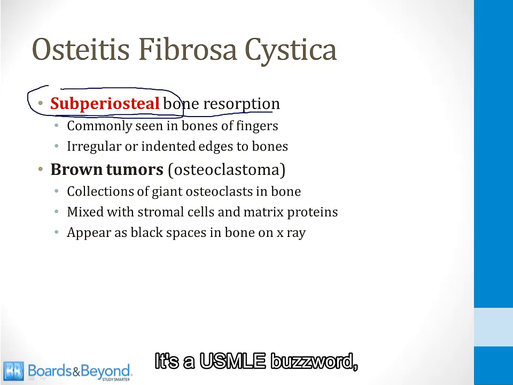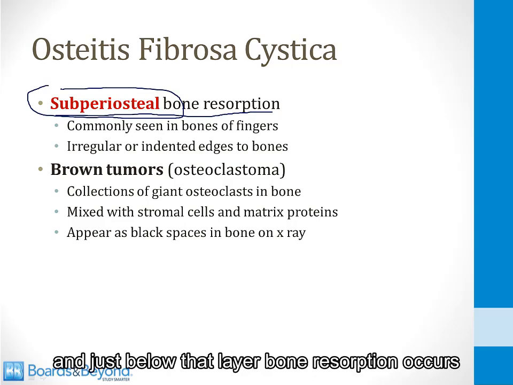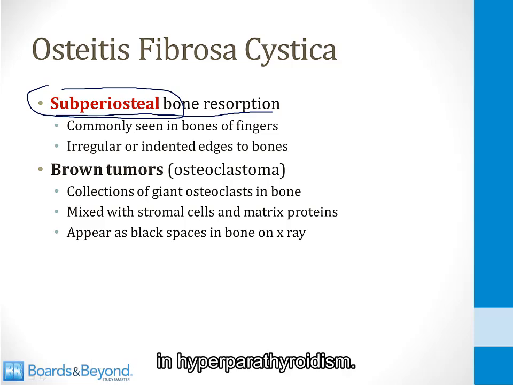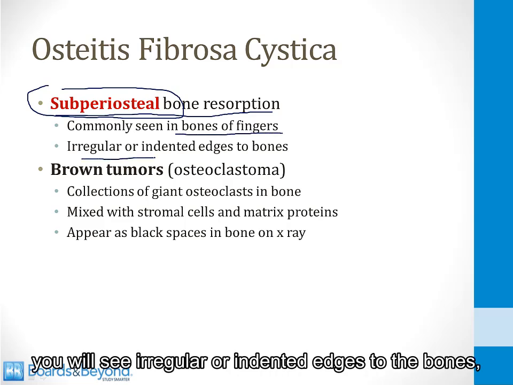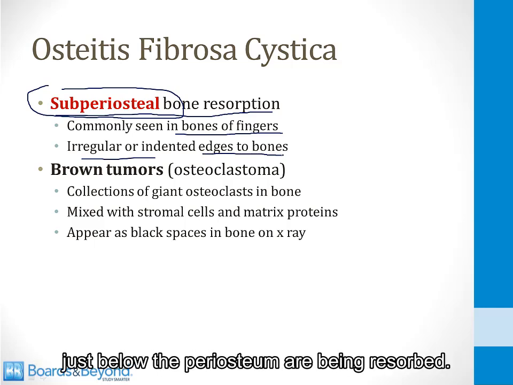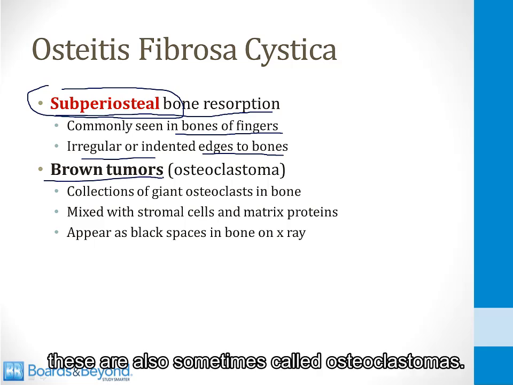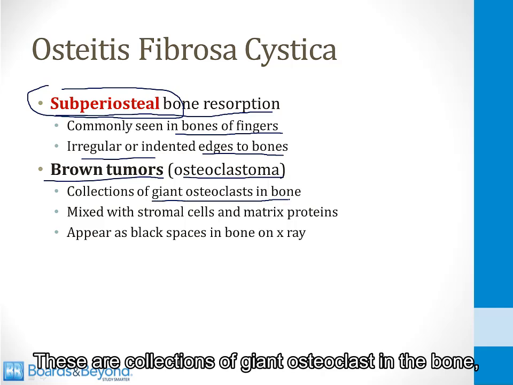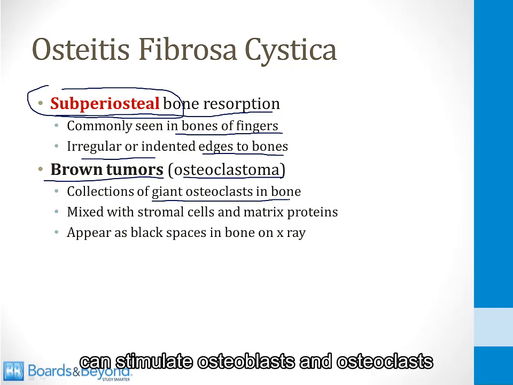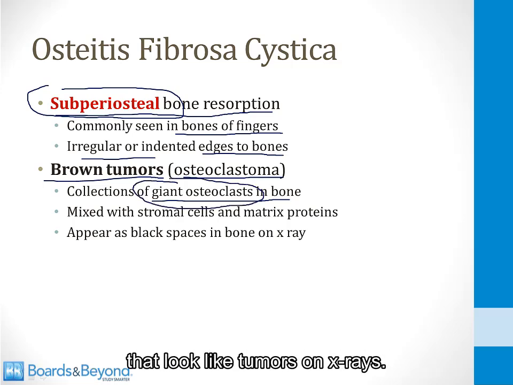It's a USMLE buzzword. Recall that the periosteum is the membrane surrounding bone, and just below that layer, bone resorption occurs in hyperparathyroidism. This is commonly detected on x-rays of the bones, and in the fingers you will see irregular or indented edges to the bones, and that's because those edges just below the periosteum are being resorbed. The other classic finding of osteitis fibrosa cystica is called brown tumors. These are also sometimes called osteoclastomas. These are collections of giant osteoclasts in the bone. Remember that parathyroid hormone can stimulate osteoblasts and osteoclasts, so you can get giant osteoclasts in the bones that look like tumors on x-rays.